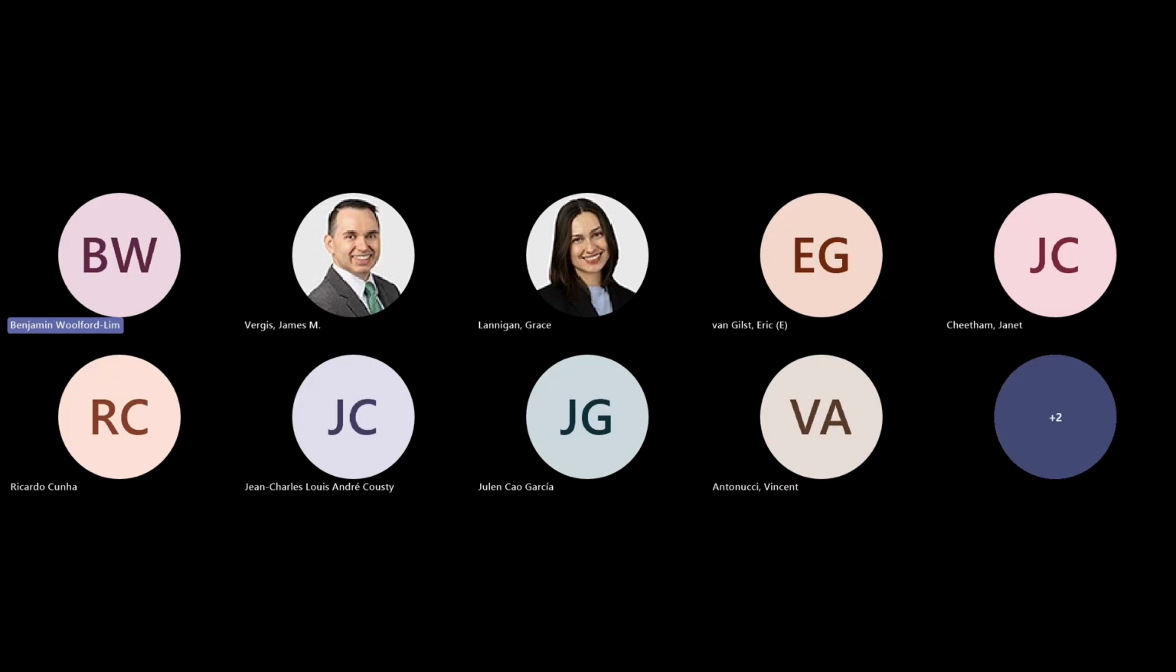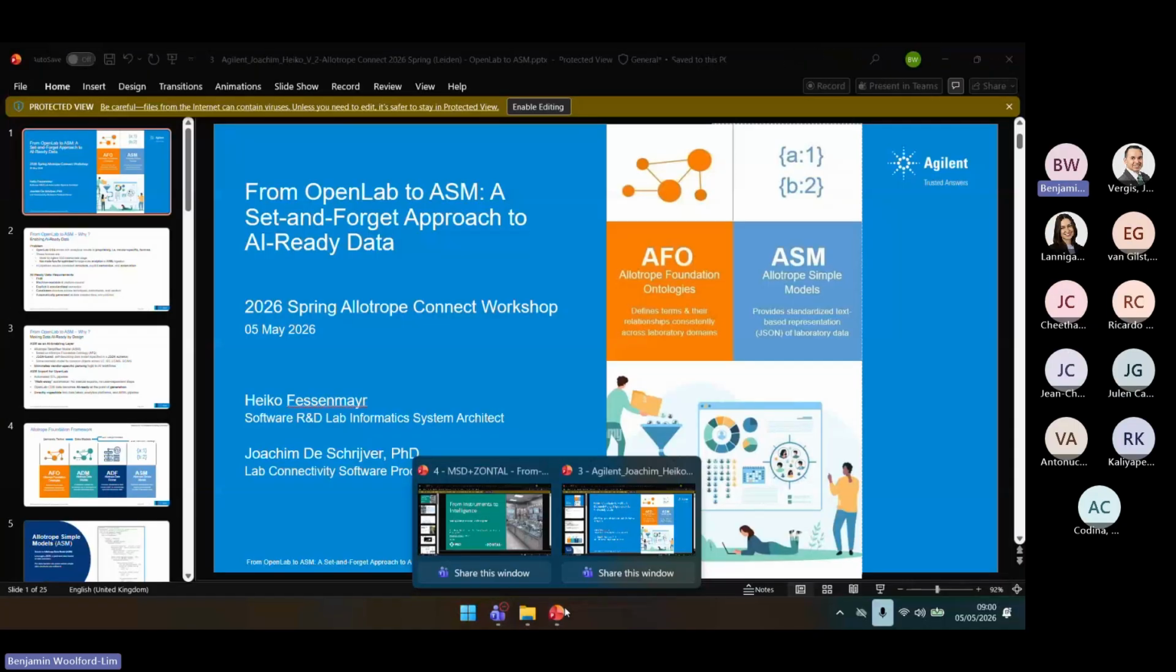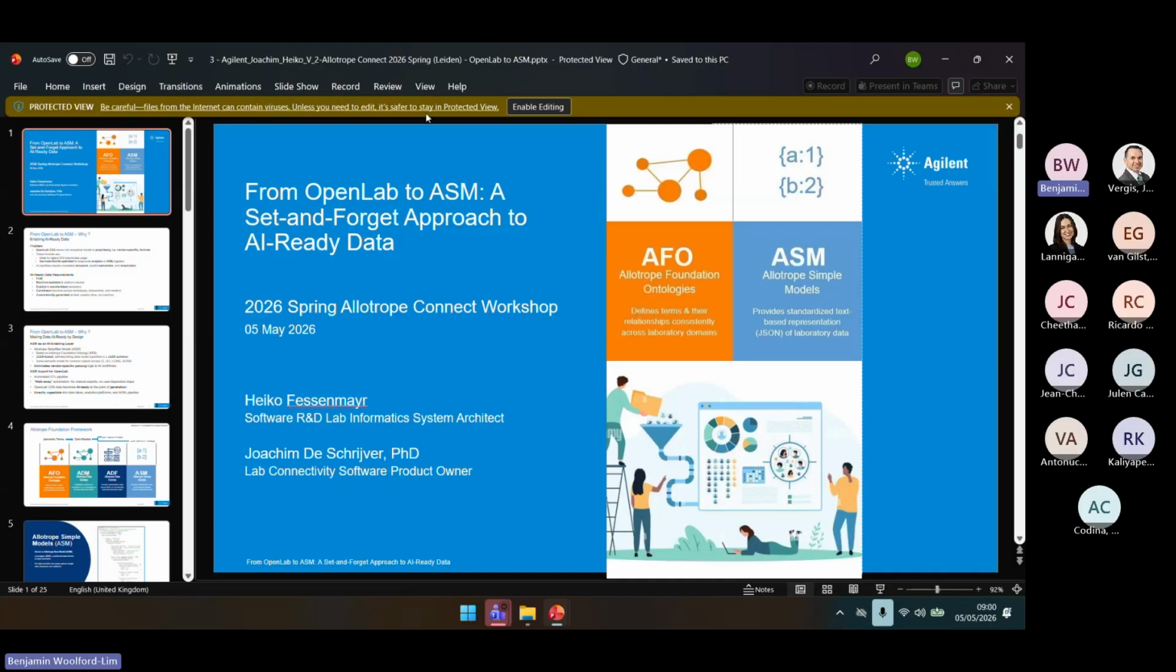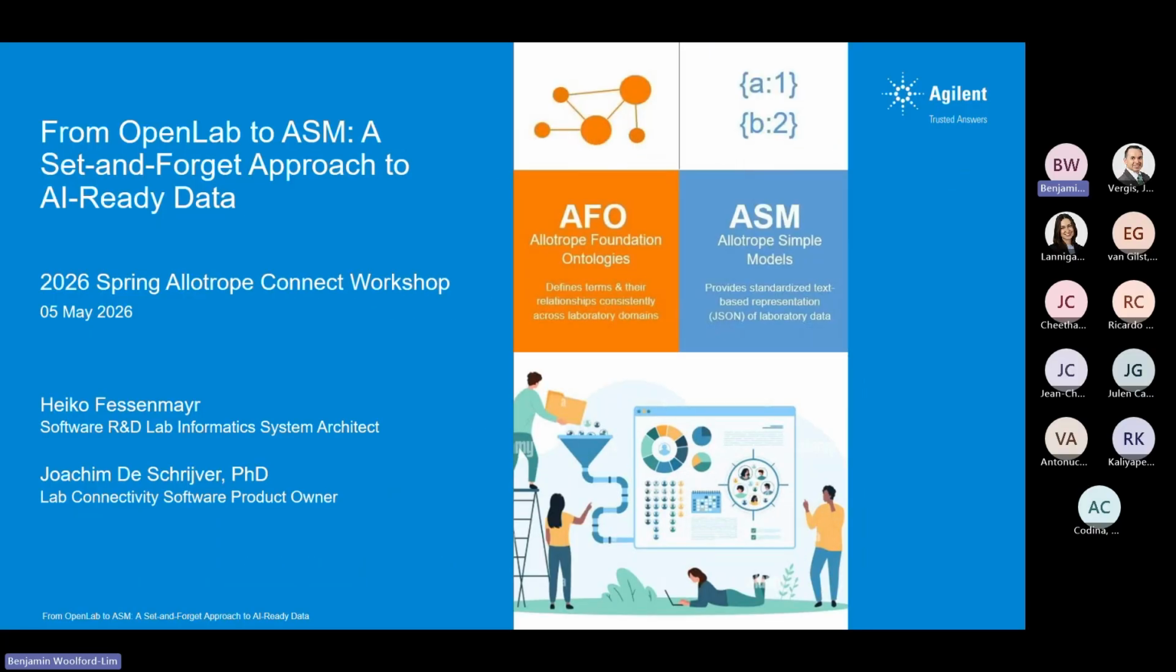Next topic is "From OpenLab to ASM: A Set and Forget Approach to AI-Ready Data." This is going to be by Heiko, software R&D lab informatics system architect, and Joachim, lab connectivity software product owner and project manager at Agilent. A couple different pronunciations, so I want to make sure we get it right.